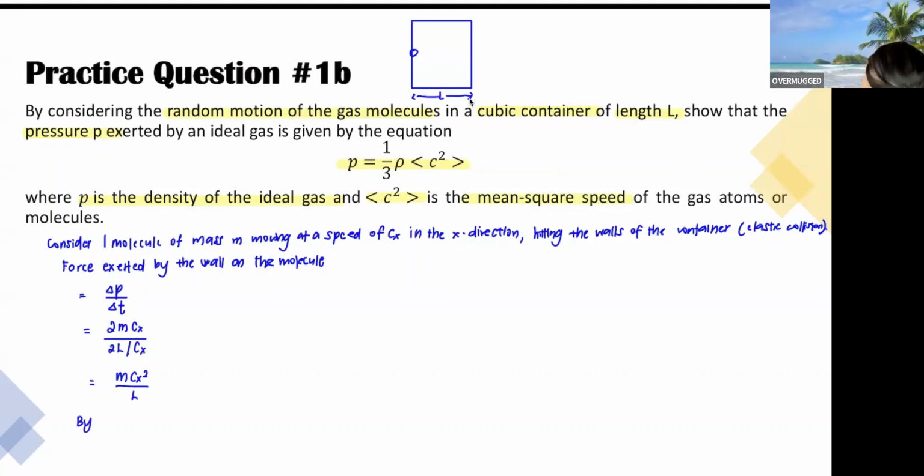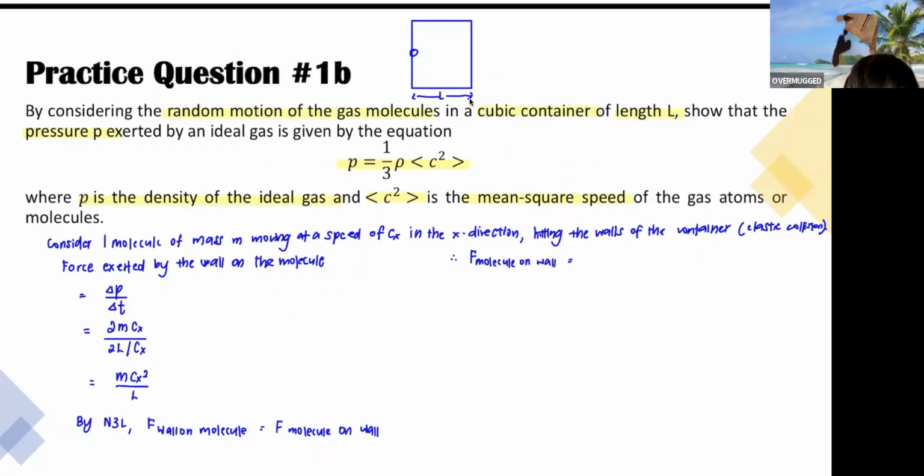Okay? So if I were to quote Newton's third law, we can then say that the force exerted by the wall on molecule is equal to force exerted by molecule on wall. So therefore, we can say that the force that is exerted on wall by the molecule is equal to mcx squared divided by L.